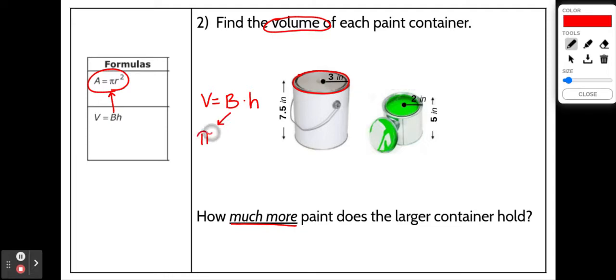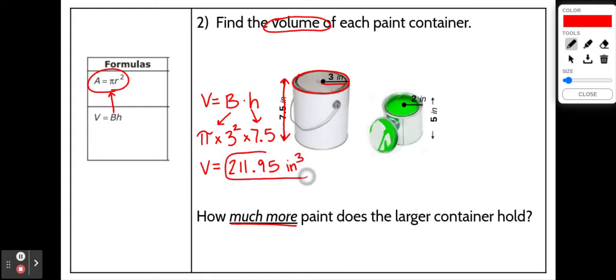That's pi times radius, which is 3, squared. Now that's the area of the circular base. And now I want to multiply that by the height. And we can see that the height of the paint can is 7.5. So using your calculator to multiply 3.14 times 3 squared times 7.5, this would be a volume that's equal to 211.95. And remember, the units would be inches cubed. So there's the volume of the large paint can.